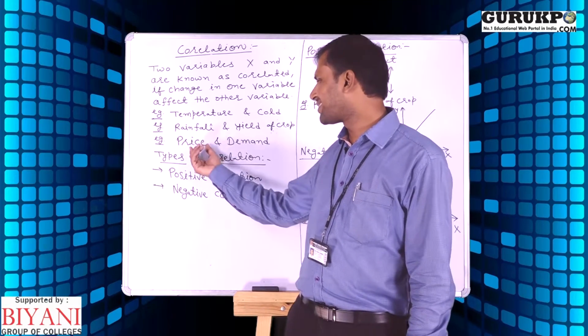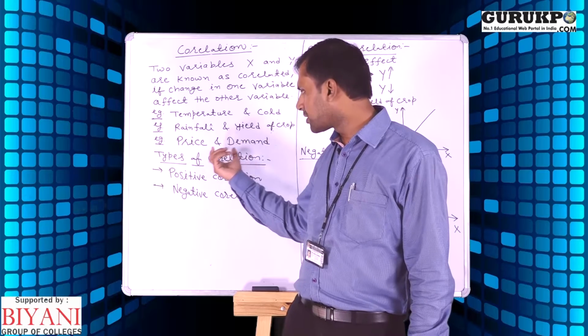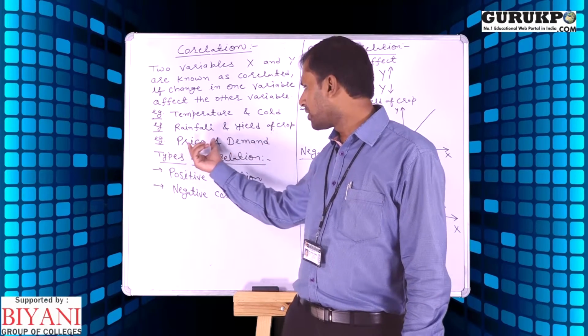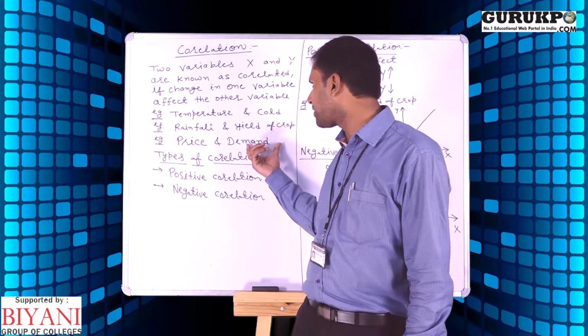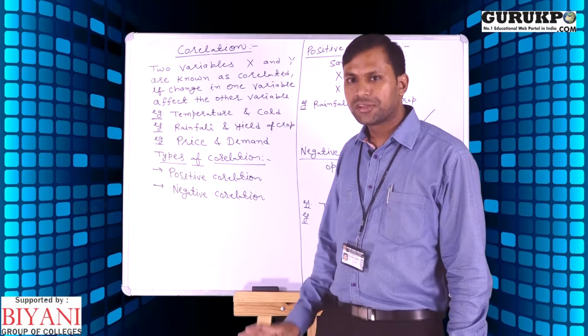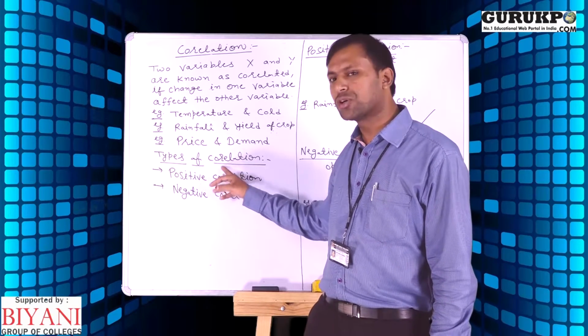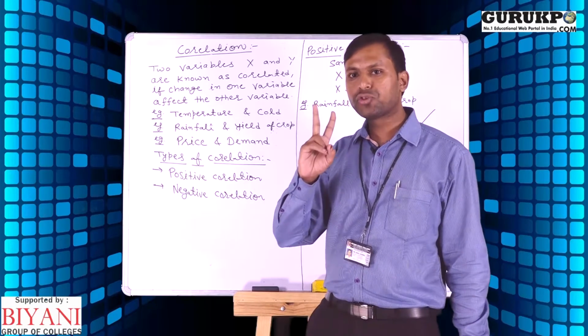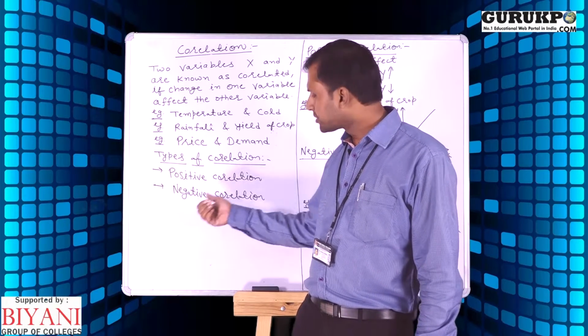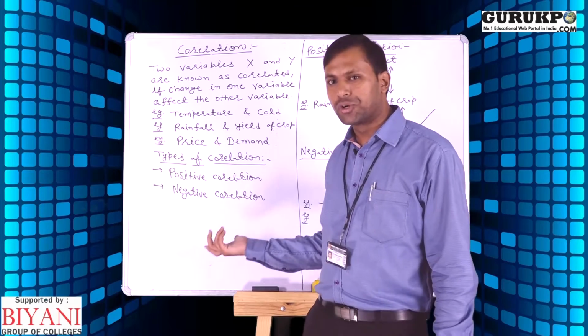Third one is price and demand. In general, if price increases, then demand decreases. So any change in price also affects demand. So these are known as correlated variables. Now we will discuss types of correlation. We have two types of correlation. Number one, positive correlation. Second one is negative correlation.